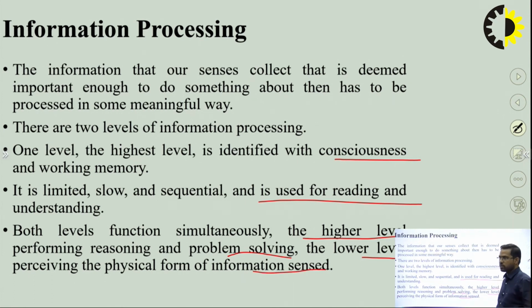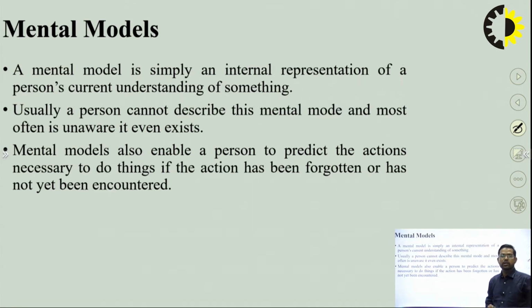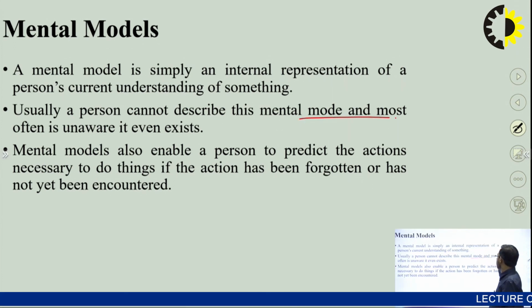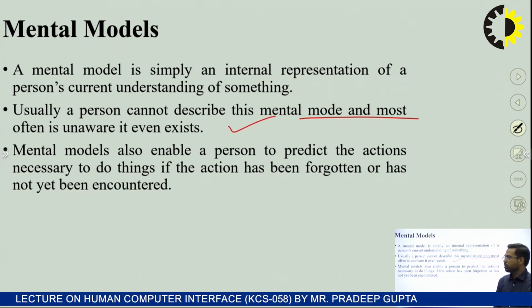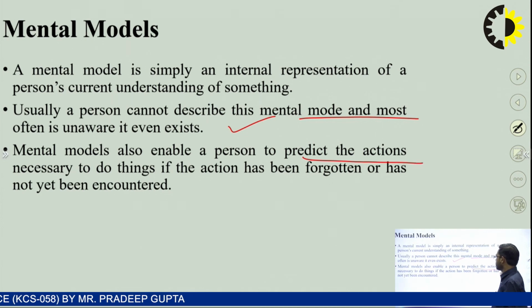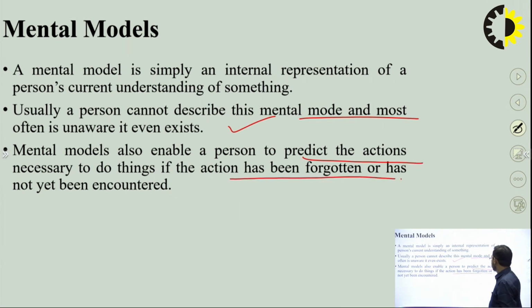A mental model is a representation of a person's current understanding of something: what kind of understanding they have, and what they think about it. Usually a person can't describe this mental model, and most often is unaware it even exists. A mental model also enables a person to predict the actions necessary to do things if the action has been forgotten or has not been encountered.